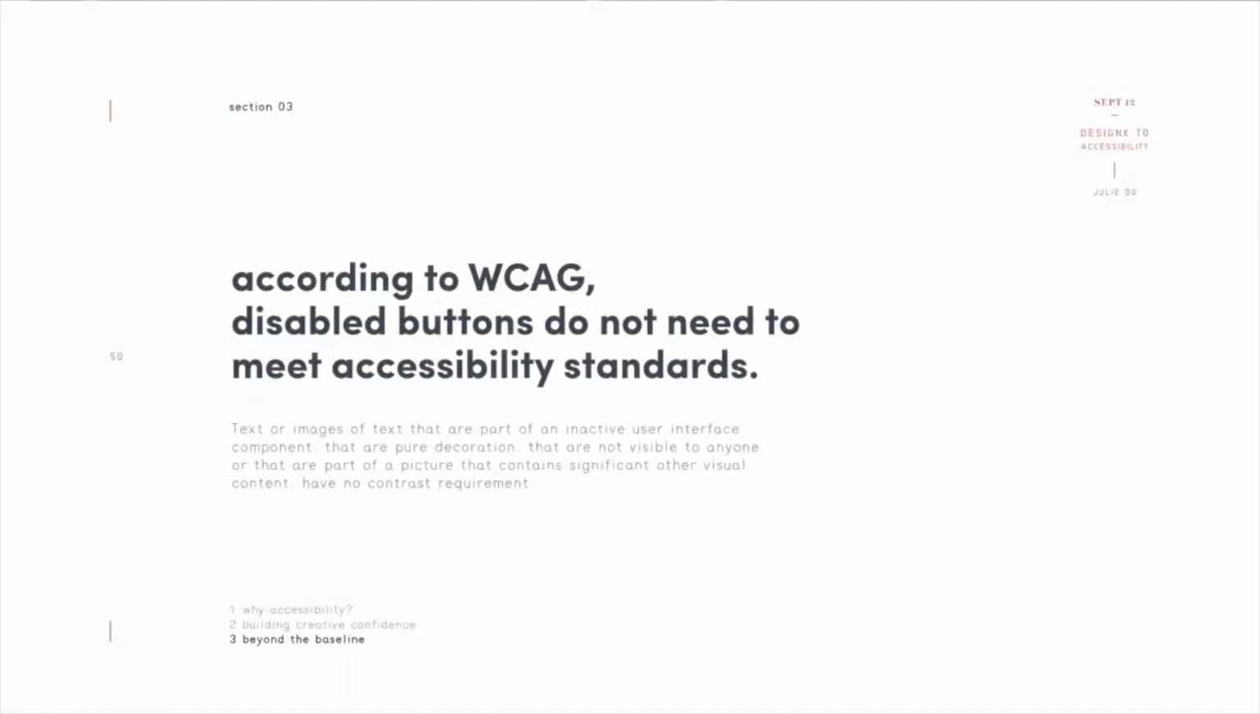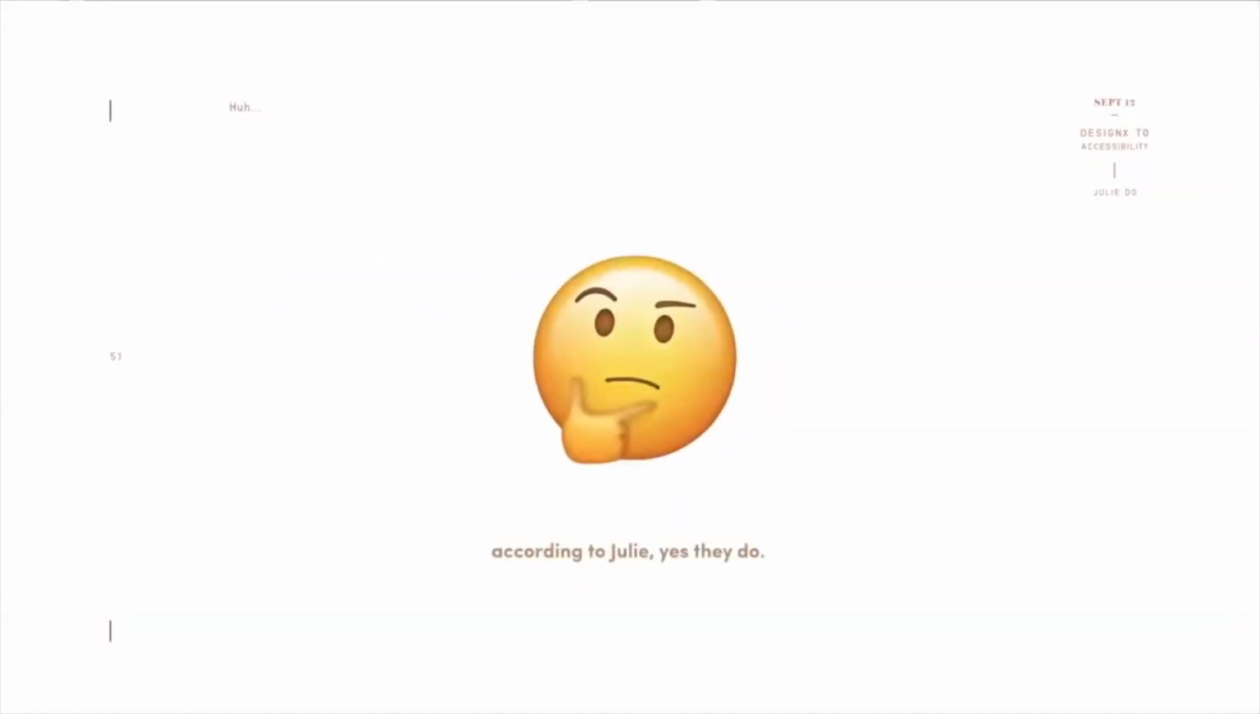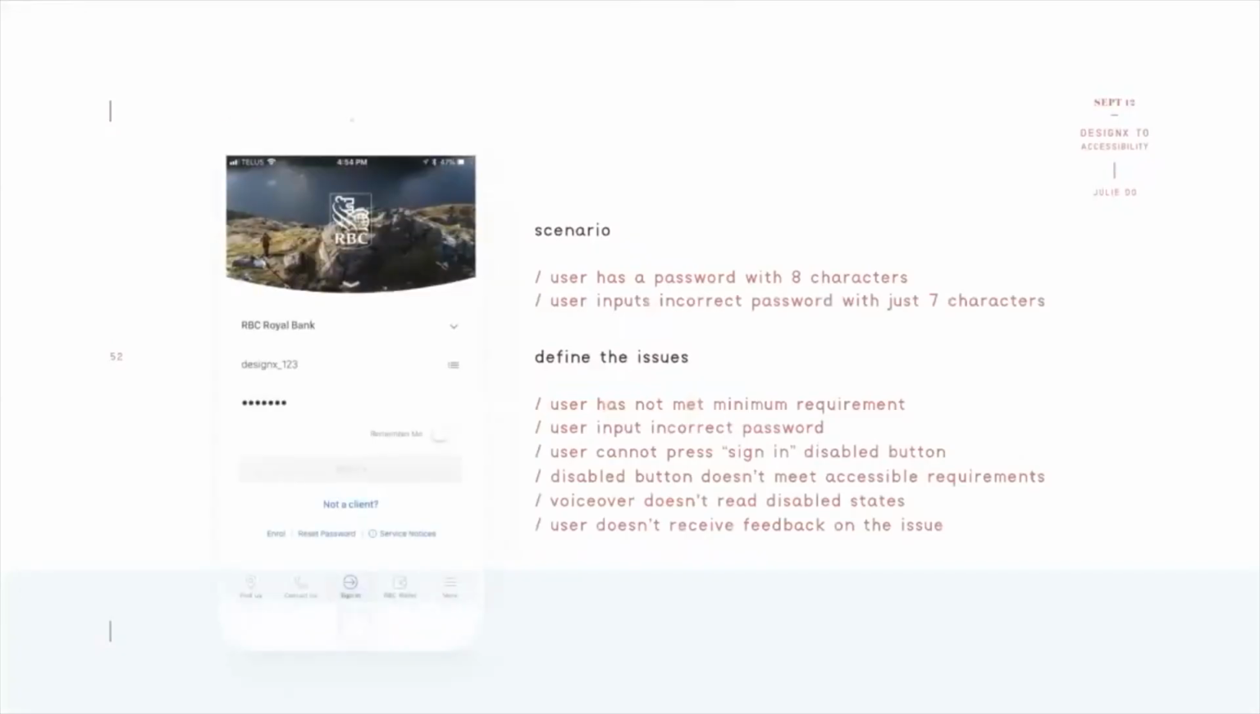So according to WCAG, disabled buttons do not need to meet accessibility standards. And I have a little blurb there that I pulled from WCAG. But to me, I believe that they do. So I'm going to show an example here. And to preface this for anyone who is an RVC customer here or works at RVC, I am an RVC customer. What I was doing was trying to find a scenario of where disabled buttons are in an experience and how we push and elevate that a little bit more.